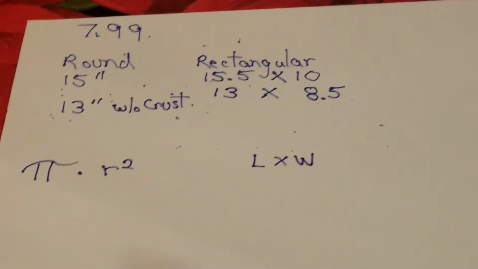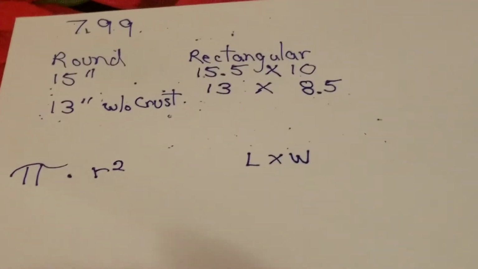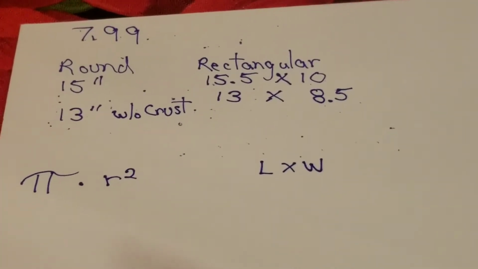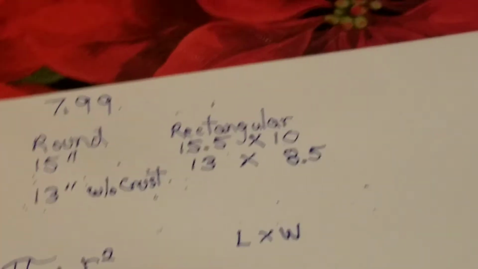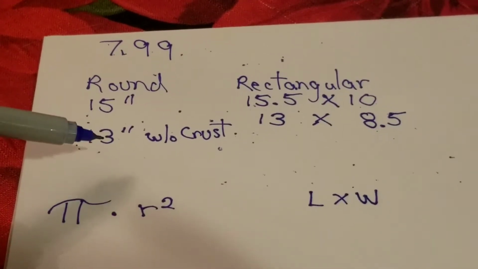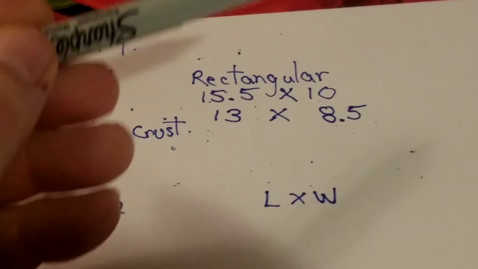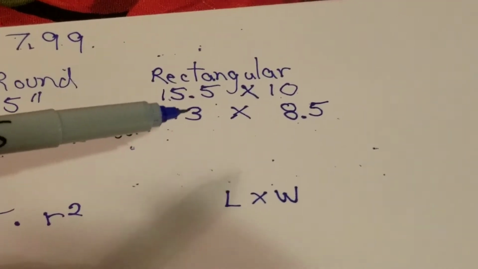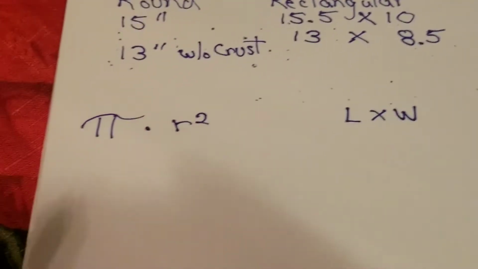You remember that, don't you? Geometry, probably your favorite subject. Actually, I liked geometry, and I found a lot of it useful since leaving school. Let's look at the measurements. The round is 15 inch, 13 inches if you don't count the crust. The rectangular, 15.5 by 10, but 13 by 8.5 if you don't count the crust.